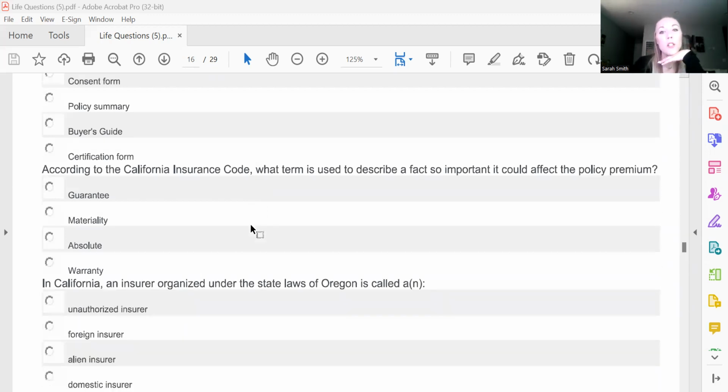According to the California Insurance Code, what term is used to describe a fact so important it could affect the policy premium? This is a California one, but I have a feeling it probably goes for most states too. And this is going to be materiality.